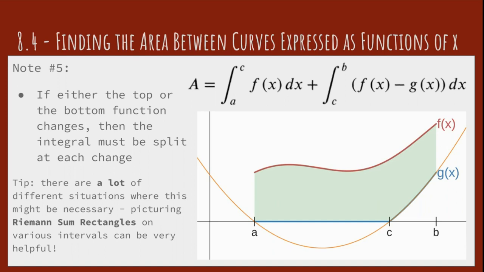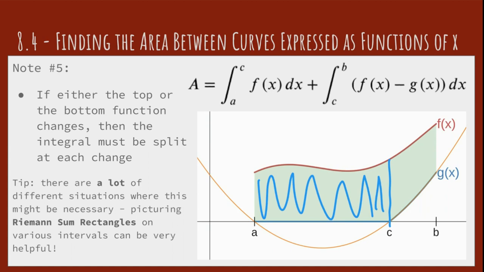And number 5, if the top or the bottom function changes along the interval, we're going to have to split the integral up again. So we saw this when the top and the bottom function cross each other, but it could also be a situation where the top and the bottom just change from one function to another. So the area that's pictured here for this part of the integral, we're going to be using f of x as the top and just the x-axis, y equals 0, which we can think of this right here as f of x minus 0, as top minus bottom, for that part of the integral.